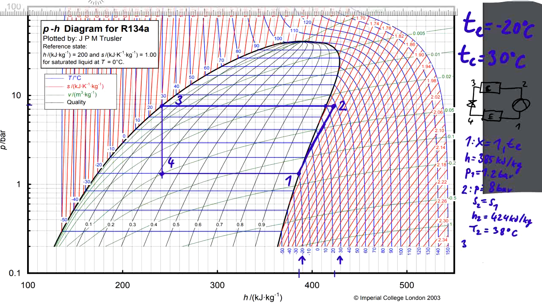So at the point 3, the temperature is still 30 degrees C, the pressure is still the 8 bars, and the enthalpy is about 241 kilojoules per kilogram, and this is also the enthalpy at the point 4, H4. And also at the point 4 we can see that the vapor quality would be about 33%.